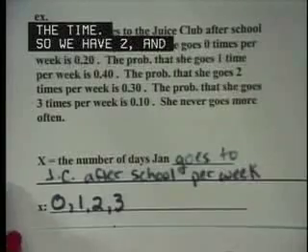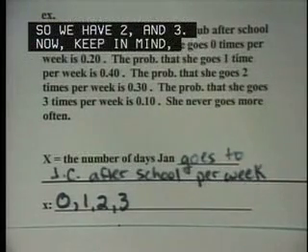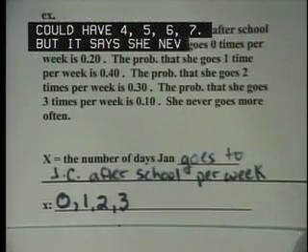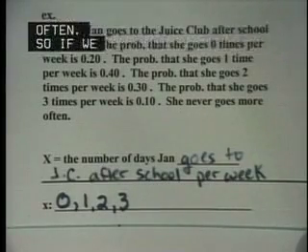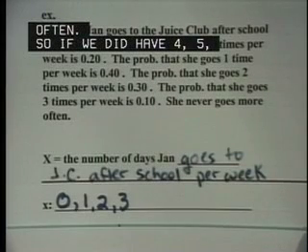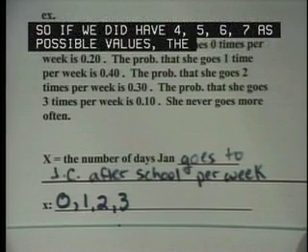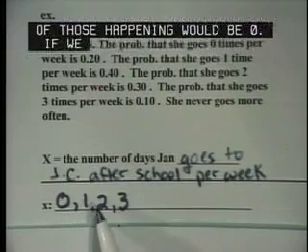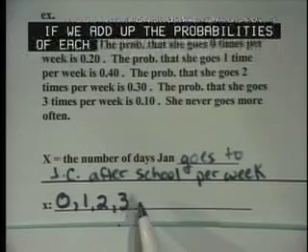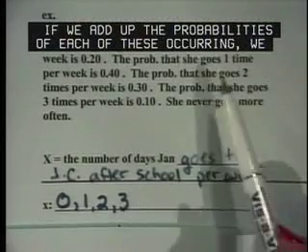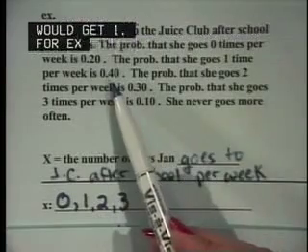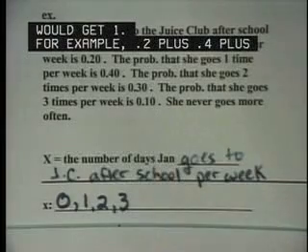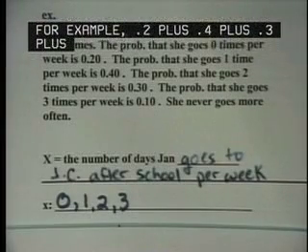Now, keep in mind, I guess we could have 4, 5, 6, 7, but it says she never goes more often. So if we did have 4, 5, 6, 7 as possible values, the probability of those happening would be 0. If we add up the probabilities of each of these occurring, we would get 1. For example, 0.2 plus 0.4 plus 0.3 plus 0.1 equals 1, or 100%.